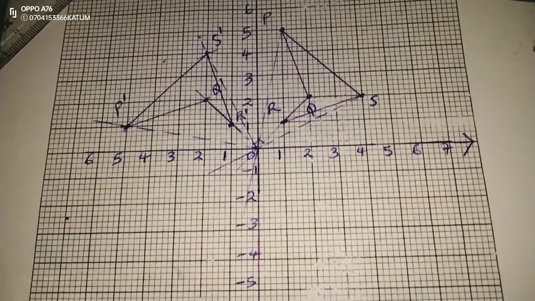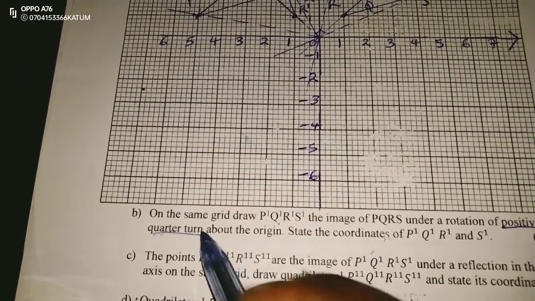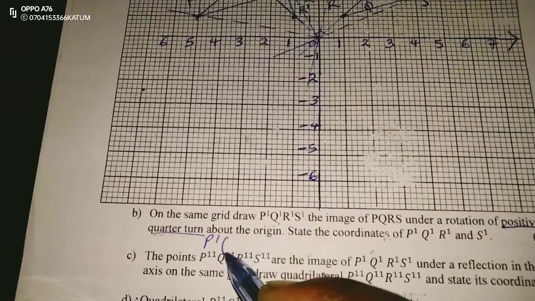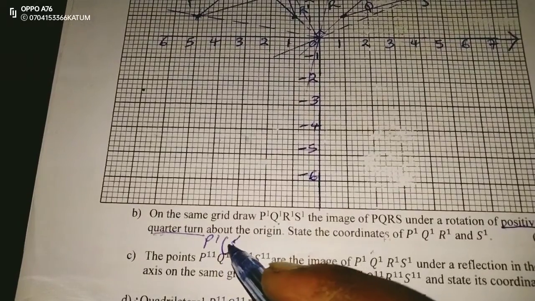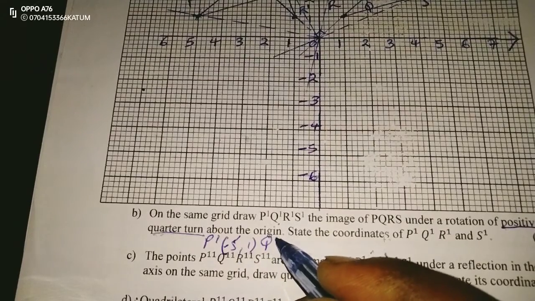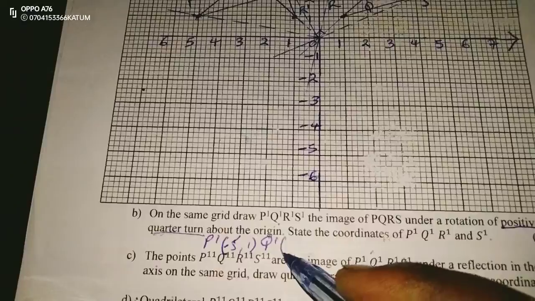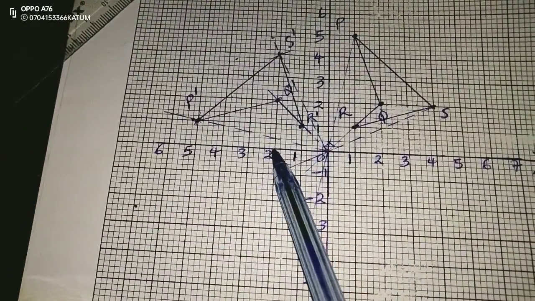Then we've also been told, after doing so, to state the coordinates. So P prime is going to be (-5, 1). Q prime is going to be (-2, 2).